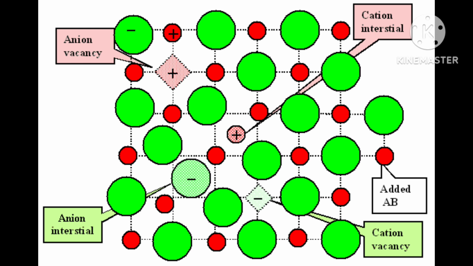Then these vacancy and interstitial defects, what I have discussed, are shown by non-ionic solids. Who will show this defect? Vacancy or interstitial defects come under the point defects. This type of defect is shown by non-ionic solids. Okay.